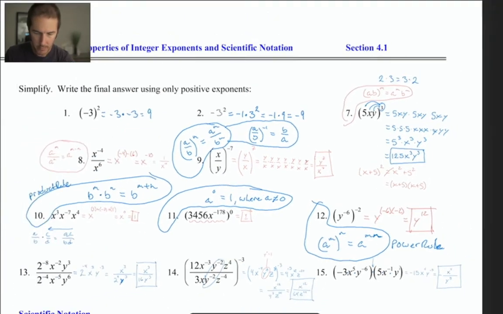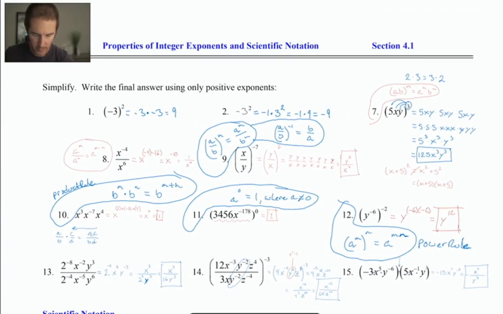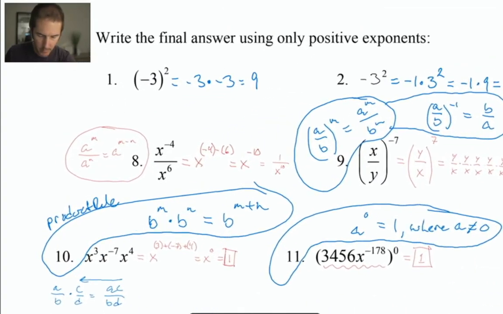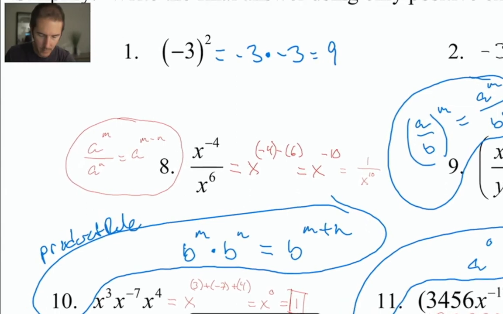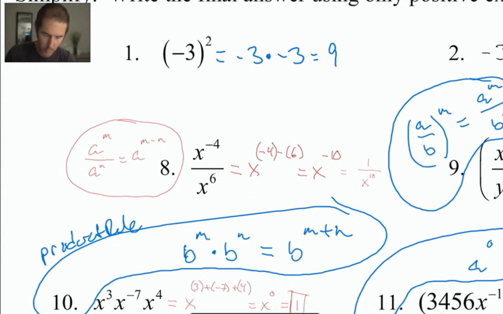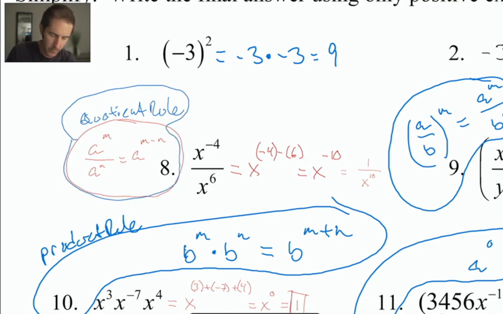Where did I write it out? Why don't I just zoom out so I can see everything? Oh, I wrote it in red right here next to number 8. This is the quotient rule, Q-U-O-T-I-E-N-T rule. There you go. So the quotient rule allowed us to do upper minus lower as far as exponents were concerned.